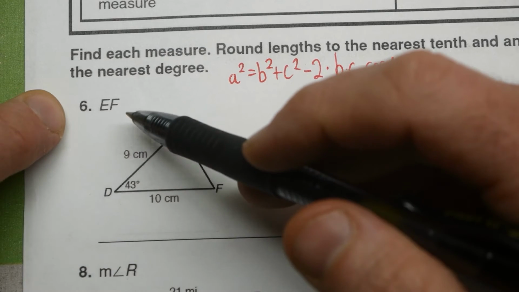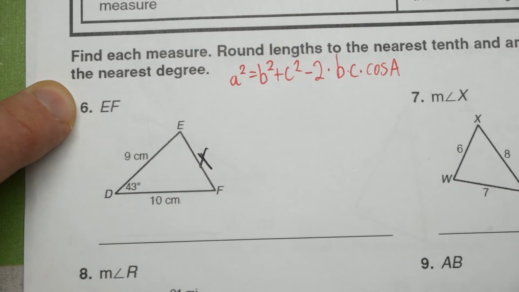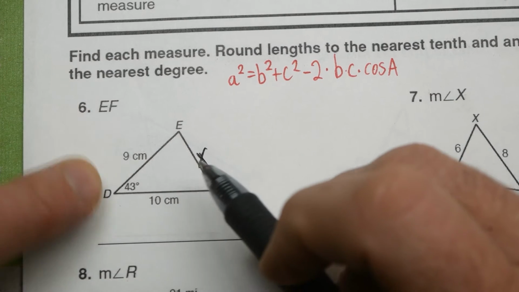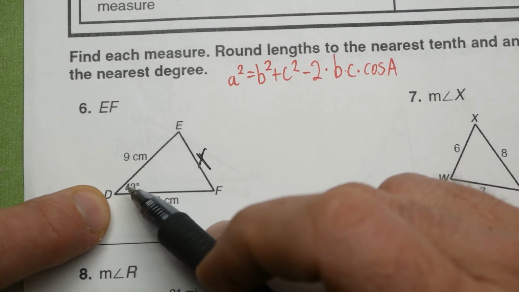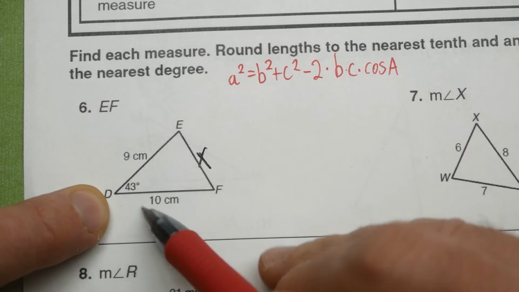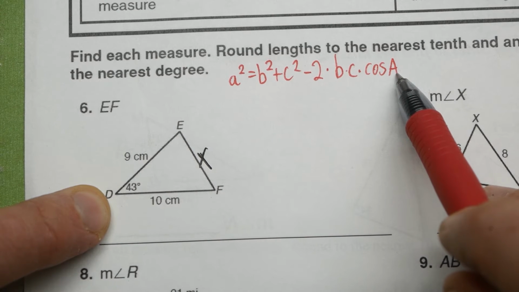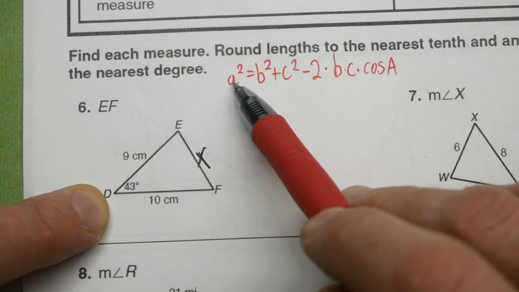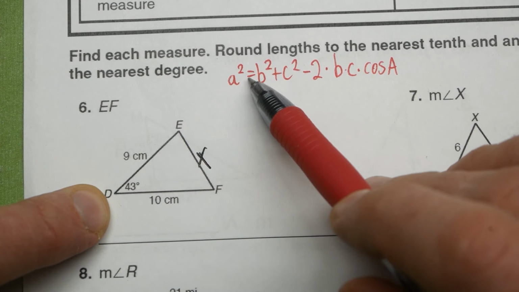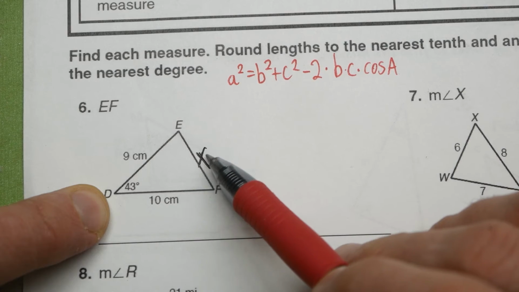Now, on number 6, you can see it says to find the length of EF. So this is where the X is going to go. We're looking for this side. And that's good because I have the angle that's opposite of that. So this is the angle I'm dealing with, so it's going to be like this A right here. And the lowercase a that's over here by itself, the one that's on the other side of the equal sign, is the side opposite of this angle. So that's going to be this.